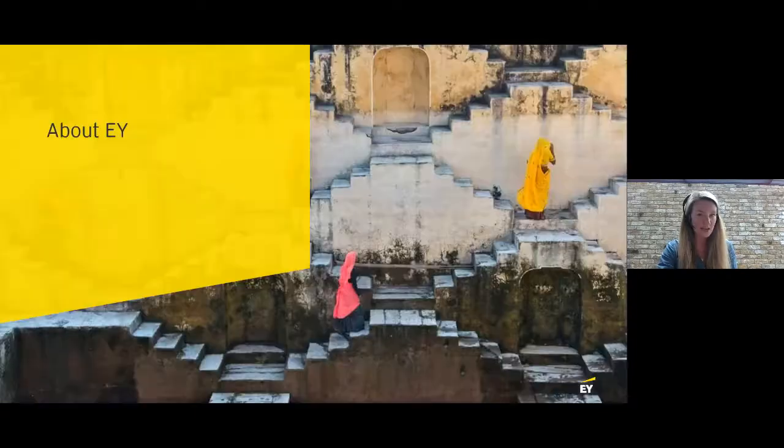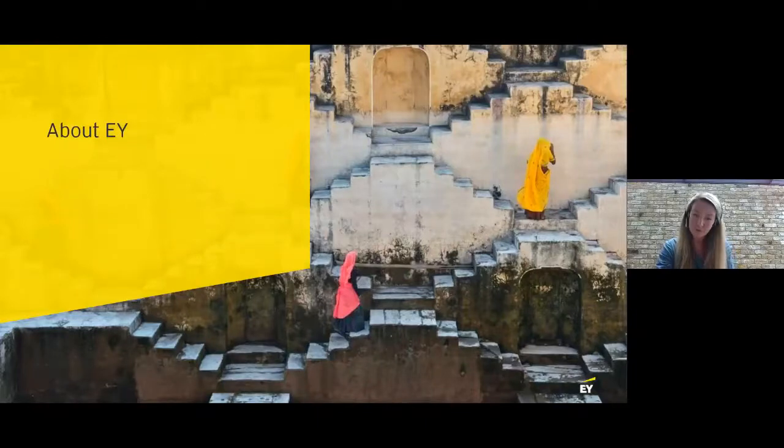So, as a quick introduction to EY, we are a global leader in professional services, including assurance, tax, transactions, and advisory services, and our purpose is to build a better working world. We have 300,000 employees globally and offices in over 150 countries, and we serve the world's largest businesses, governments, and institutions to build trust and confidence in the capital markets and in economies.